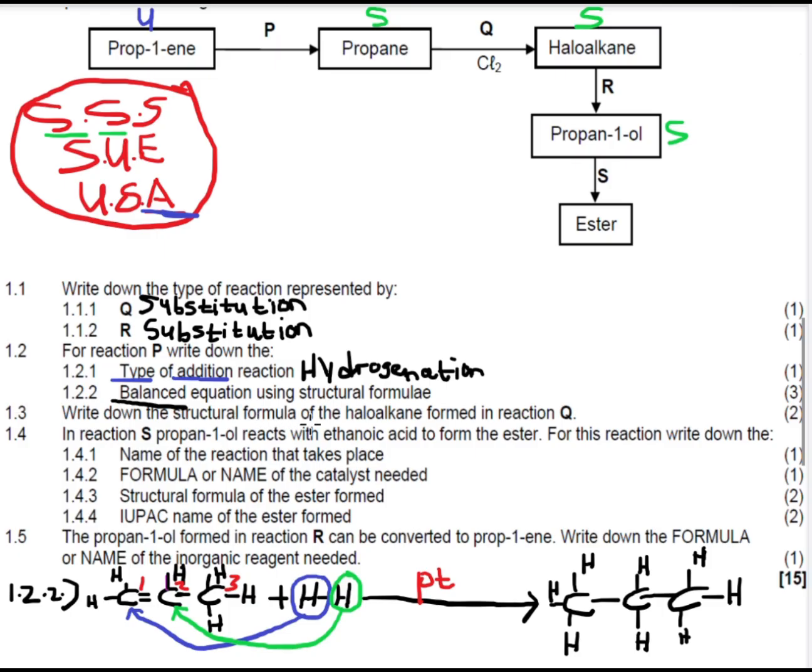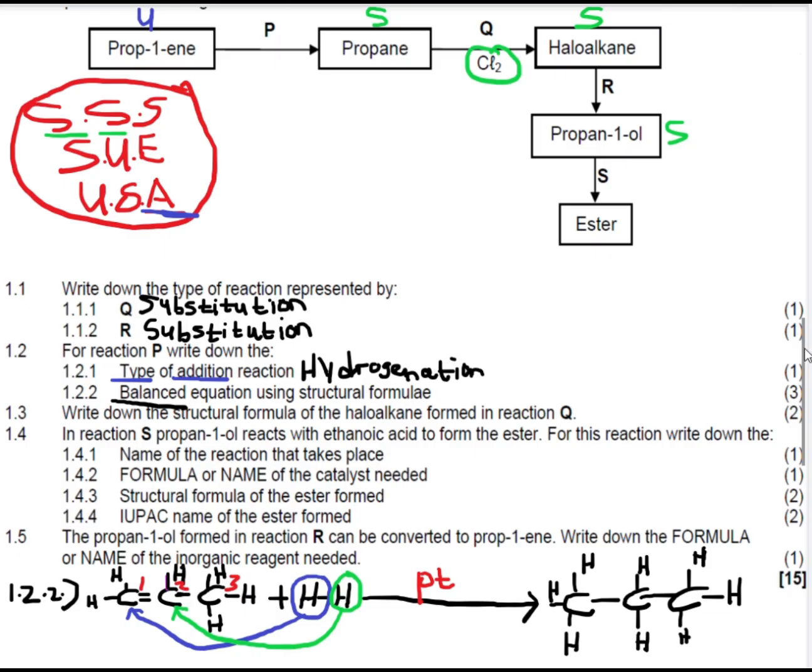Write down the structural formula of the haloalkane formed in reaction Q. Guys, can you see that Q is the reaction, right? But then we are moving from an alkane, which is the propane, to that haloalkane. We don't know what haloalkane that is, but we have got a trick here. They've given us the chlorine atom. From propane, we've substituted the chlorine atom to form the haloalkane. So that haloalkane must have the chlorine atom, okay?